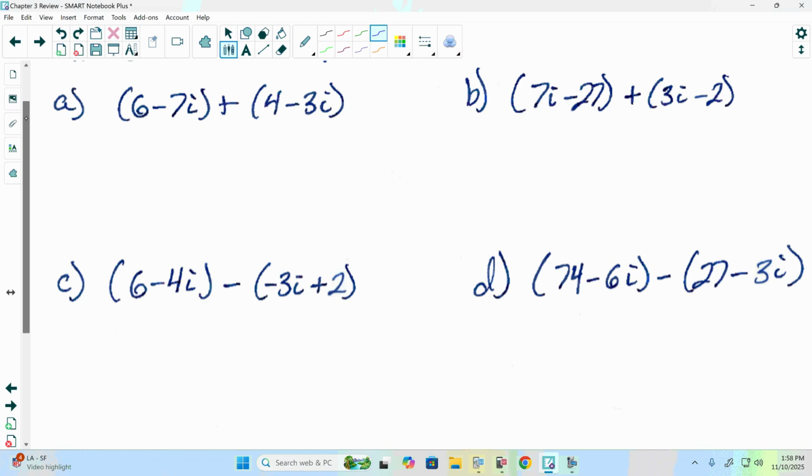A, B, C, D. We'll look at E in a minute, but A, B, C, D, which one of these do we want to look at first? D.